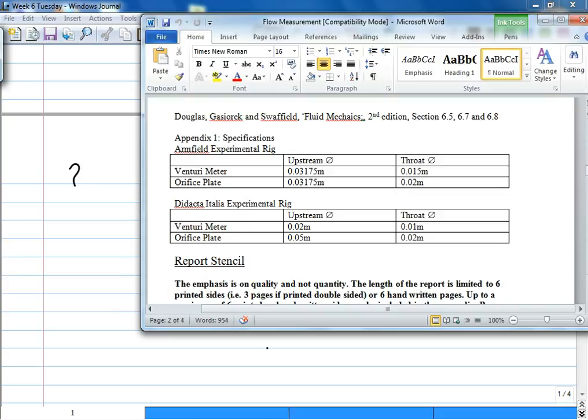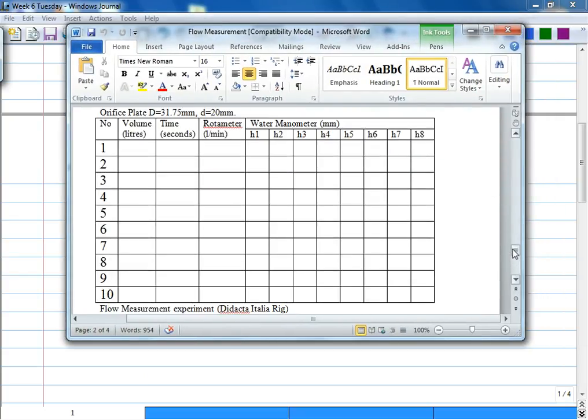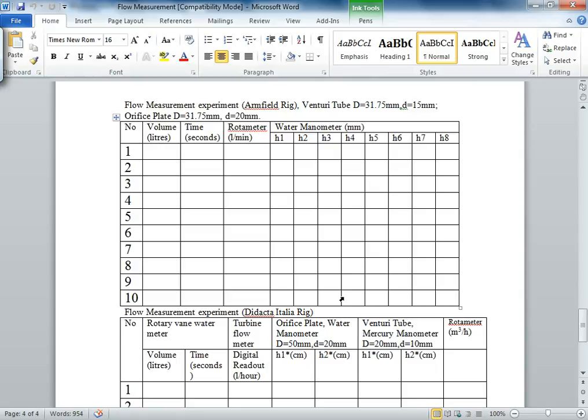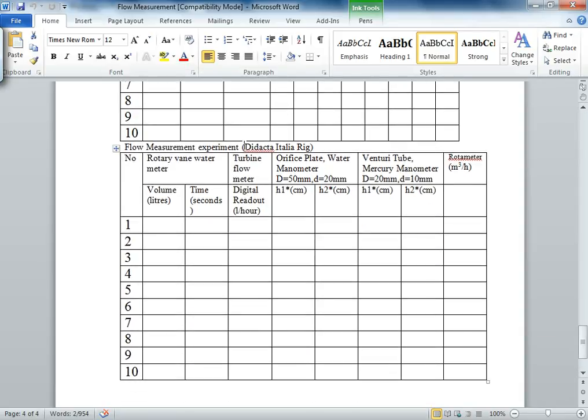So this is your lab report. If you filled up this top half of the graph here, then you did it on the Armfield rig, the one with the 8 columns of water. If you did it on the other one, then that's this Didacta Italia one, the bit bigger one.